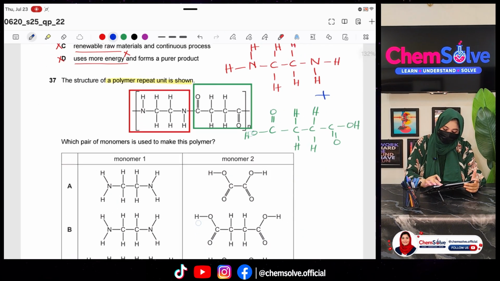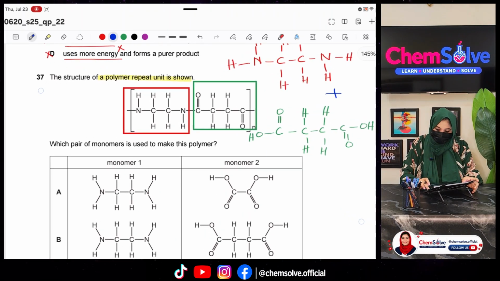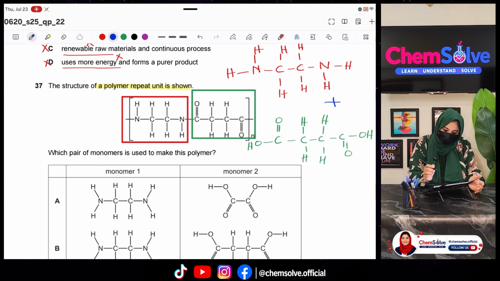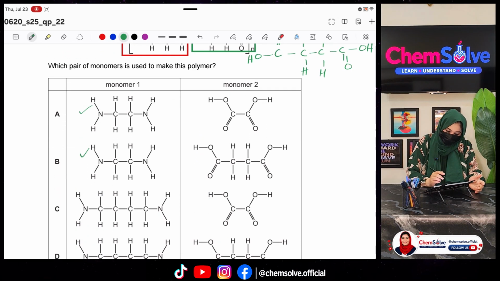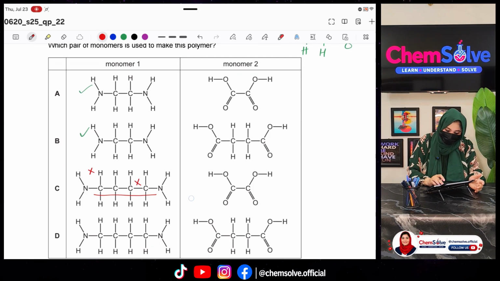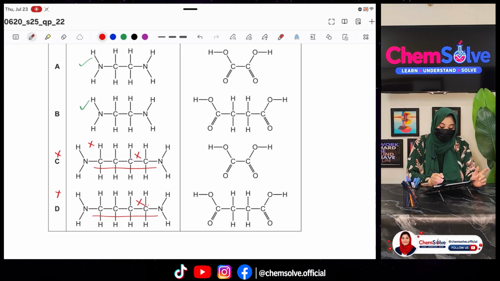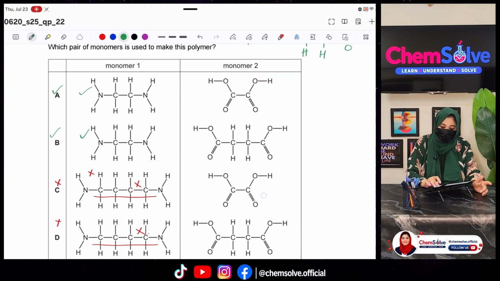Let's match them with our options. Monomer 1 is, so this is correct, this is correct, this is incorrect because it has 4 carbons. We need 2 carbons. This is also incorrect because it has 4 carbons. We need only 2 carbons. So far A or B could be the correct option.